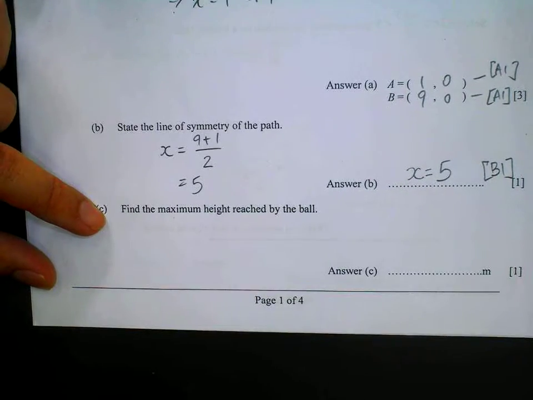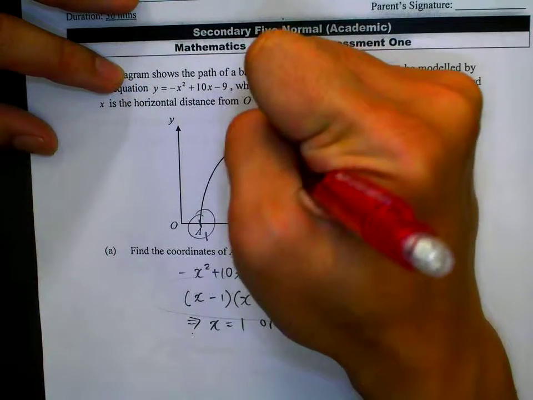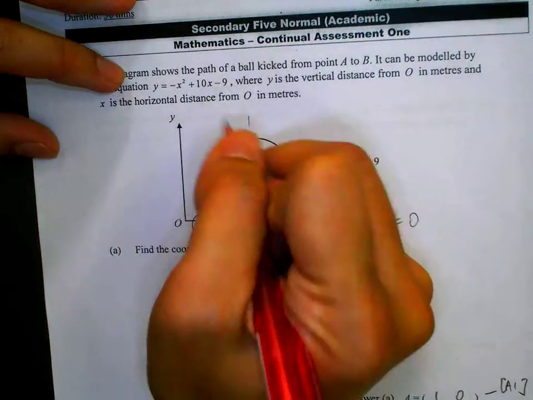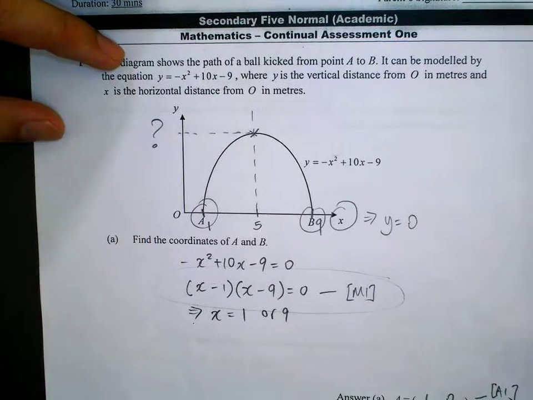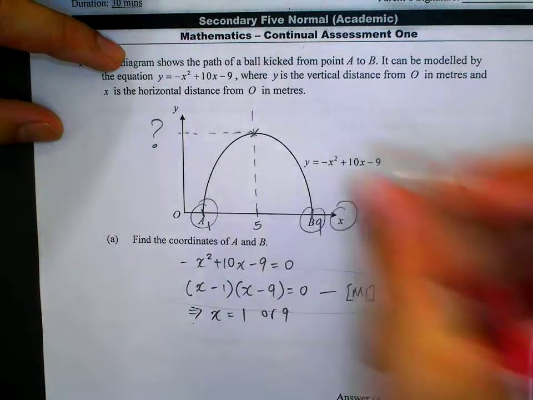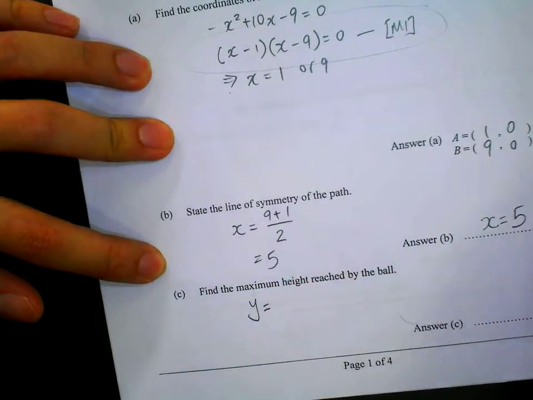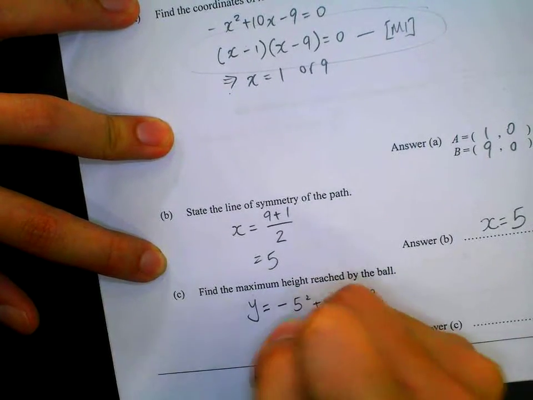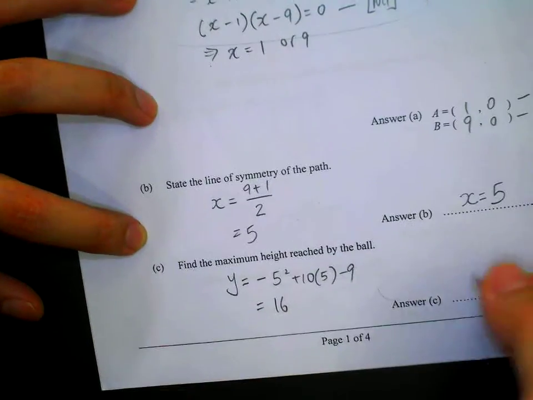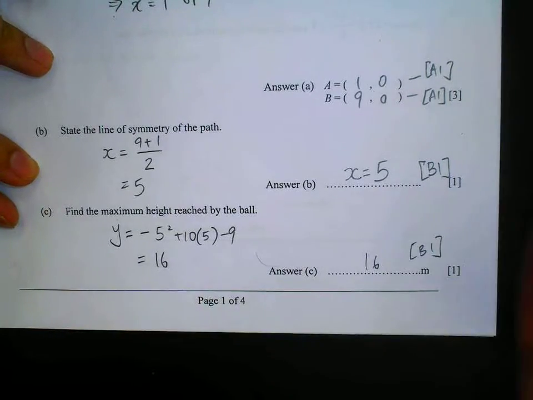Find the maximum height reached by the ball. Can you identify where the maximum point is? Very obvious, right? This must be the maximum point. So maximum height will be over here. How do I find this value? So x equals 5, right? x equals 5, then find the y value. So y equals negative 5 squared plus 10 times 5 minus 9 and we get 16. Am I right? Most managed to get 16 over here. That's a B1 again. Total we've got 5 marks over here.